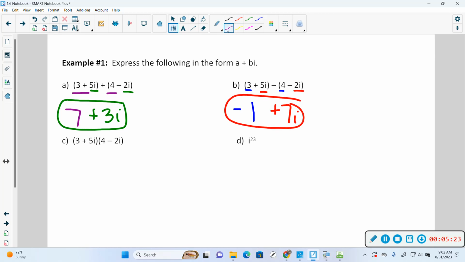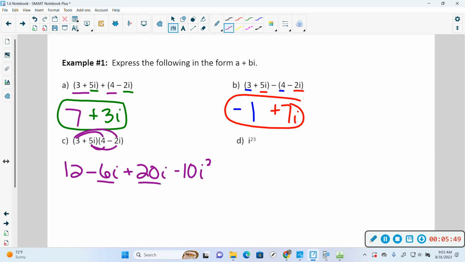Okay, C. Super easy still, just a little more work because we're multiplying, so we're going to FOIL it out. 3 times 4, minus 6i, 20i, and negative 10i squared. Now we got to do a little simplifying here. Of course, we can put our i terms together. We'll combine that in a second.